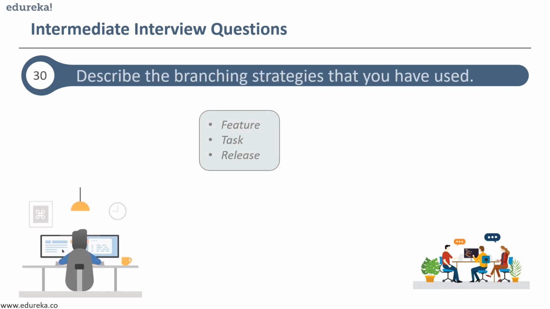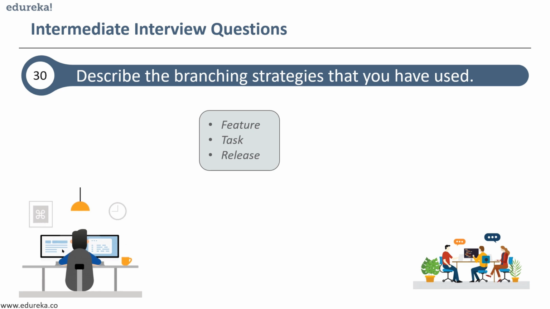The next question is, describe the branching strategies that you have used. So this question is asked to test your branching experience with Git. So here we are going to discuss the three branches, starting with the first one, that is feature branching. A feature branch model keeps all of the changes for a particular feature inside of a branch. When the feature is fully tested and validated by automated tests, the branch is then merged into the master.